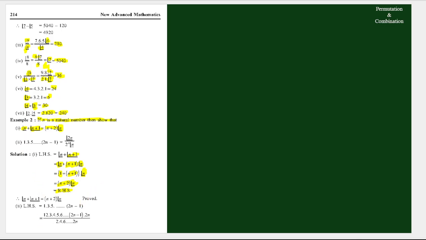Second question. 1, 3, all the odd numbers, 2n minus 1. Product of all the odd numbers is equal to factorial of 2n divided by 2 to the power n into factorial n.